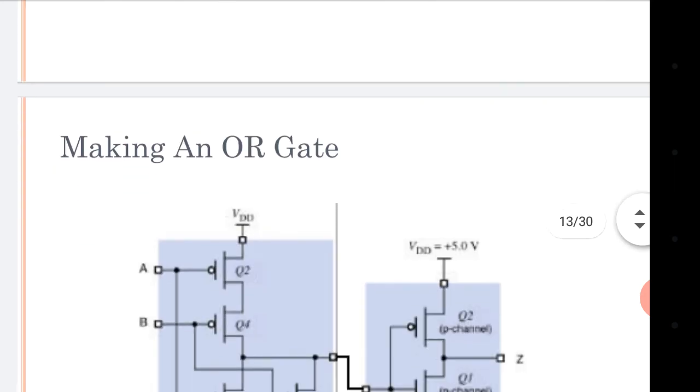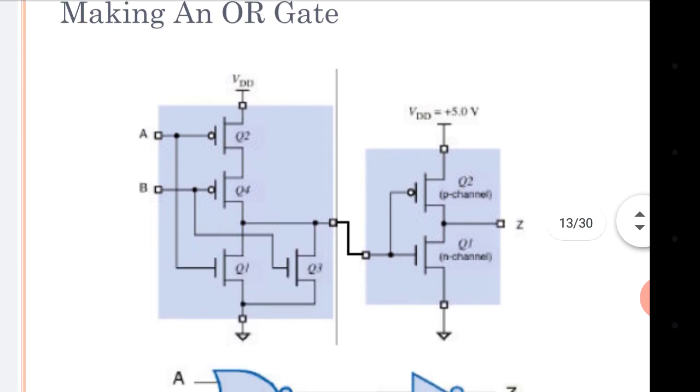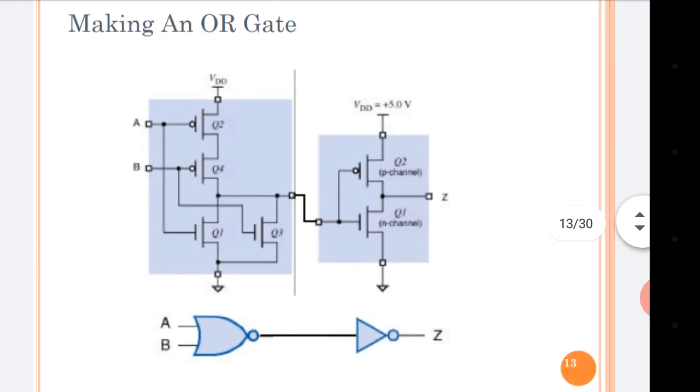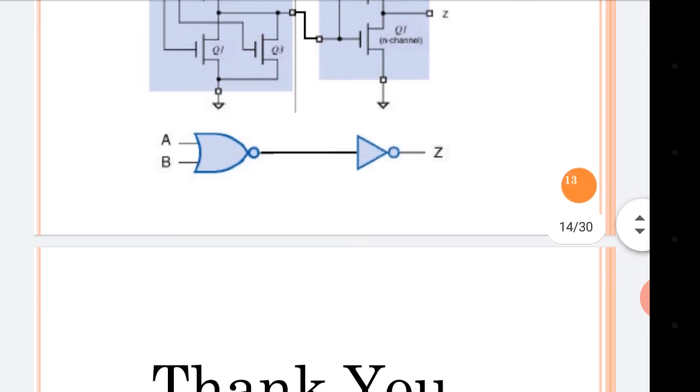Again the same thing: how to construct an OR gate by using a NOR gate, which is also very simple, just by connecting an inverter after a NOR gate. So we have already studied both the diagrams. If you connect an inverter after the NOR gate, you will get an OR gate.